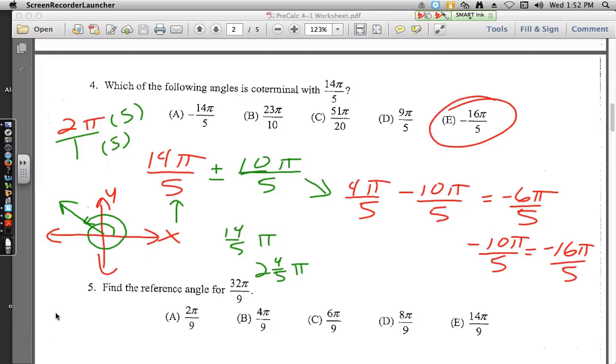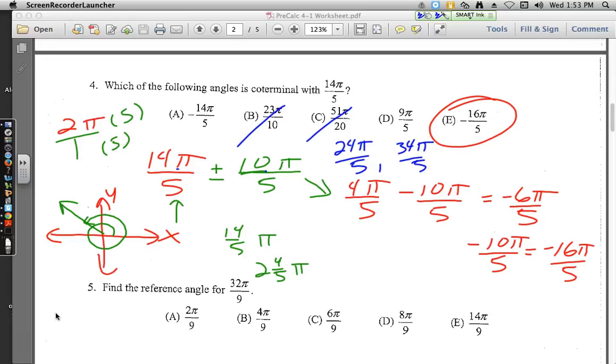Now notice I didn't even go through the positive ones yet, but we certainly could and say 14 pi plus 10 pi over 5 would be 24 pi over 5, and we know that's not up here, and then you could go one more time and add another 10 pi over 5 to that, and you get 34 pi over 5. And you start to realize that some of these answers are just not going to happen. Everything is going to stay under that common denominator of 5.